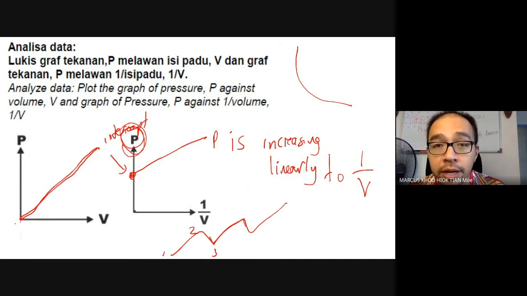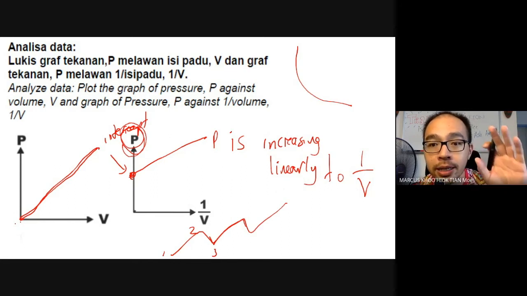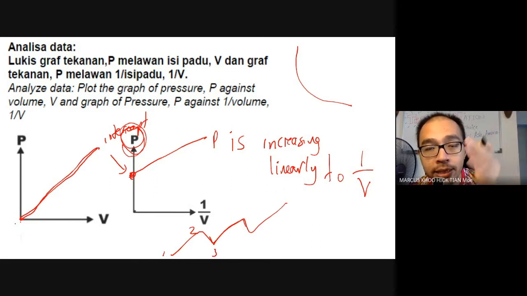So be very, very careful. I'm using the word smooth, not necessarily straight. Smooth means it can be a curve, as long as it's just one continuous line. So this is a very important thing.